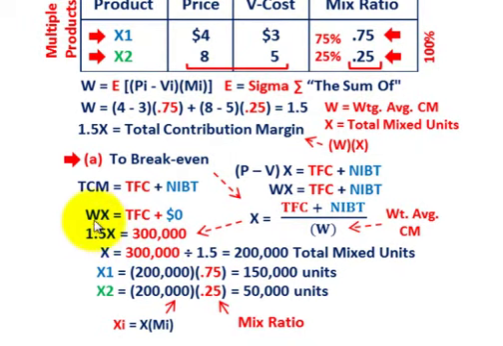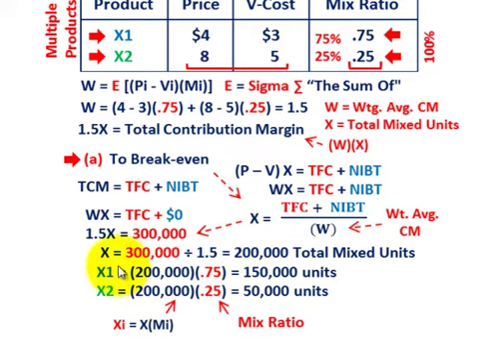So 1.5 was, remember, that weighted average contribution margin on a per unit basis. Just divide that into 300,000. That gave you the number of units. The total mixed units is 200,000. Now we have to proportion out these total mixed units amongst product X1 and product X2. In this case, we're only dealing with two different products. So we take our total mixed units, 200,000, times the mix ratio. For X1, it was 0.75 or 75%.